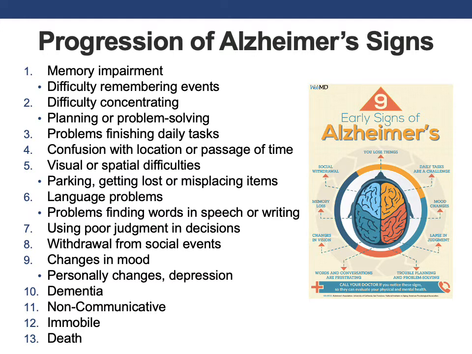Number 11 is where they are non-communicative. I can't say that word very well, and I'm having trouble communicating. They just no longer talk. They're not able to talk anymore. Number 12, they're totally immobile, and 13 leads to death.